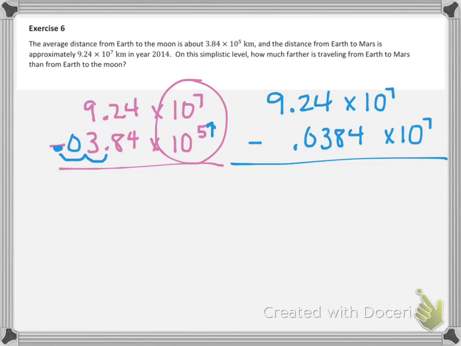And now we can subtract, and when we subtract that, 9.24 minus 0.0384, we get a 9.20, if I approximate it and round it, times 10 to the 7th. So it's that much farther from the Moon to Mars.